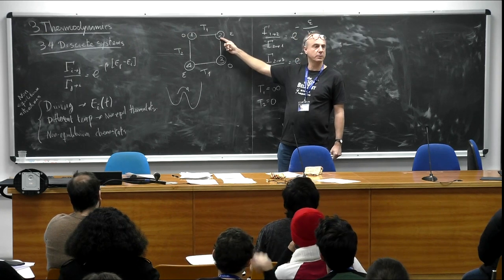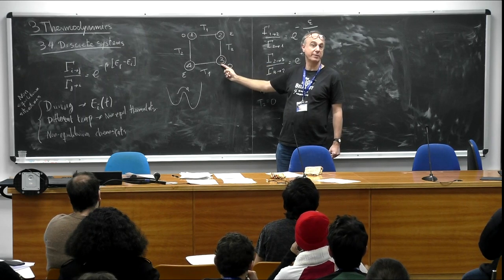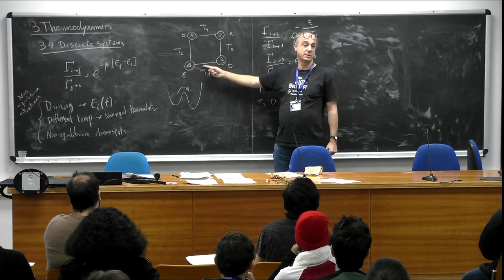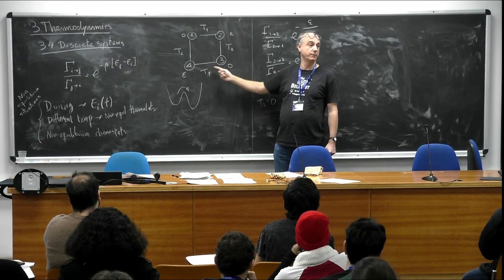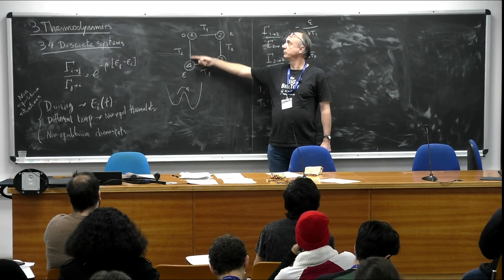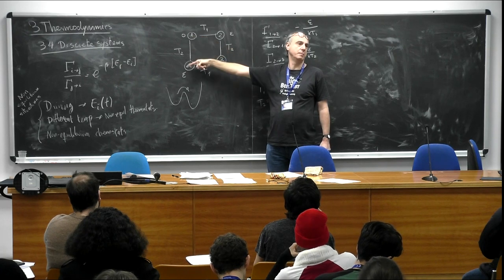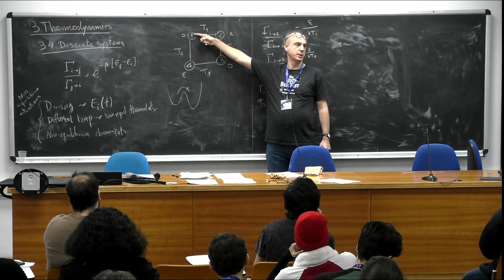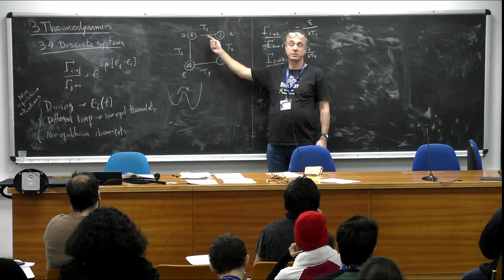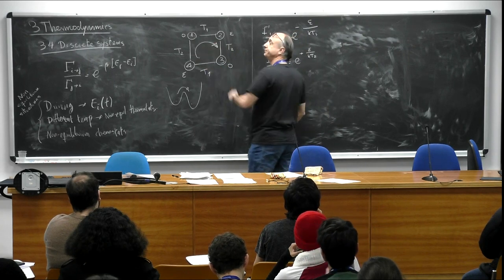If the particle is here, what happens? It goes down, it never goes up. Now it starts to move like that because it is infinite temperature. But suddenly, there is a chance that it moves here. And now it cannot go back. So there will be a current like that.